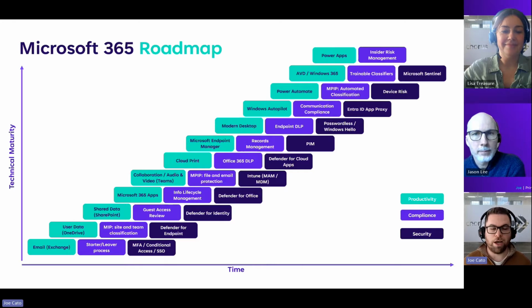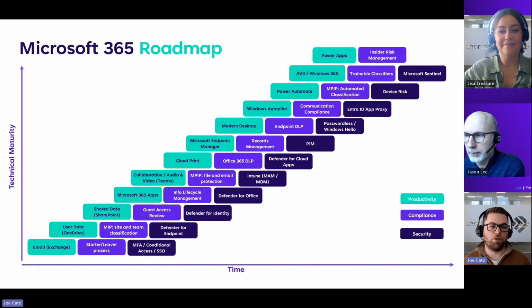So this slide at a high level outlines our suggested roadmap. Organizations typically start at the lower end of this roadmap, and over time, their technical maturity and adoption of Microsoft 365 increases. A lot of the more advanced features at the top of the roadmap rely on the more foundational aspects. A good example of this is a lot of the compliance items. It's quite difficult to implement Office 365 DLP, or data loss prevention, if the data is not located in a Microsoft 365 workload, such as SharePoint, Teams, or Exchange.